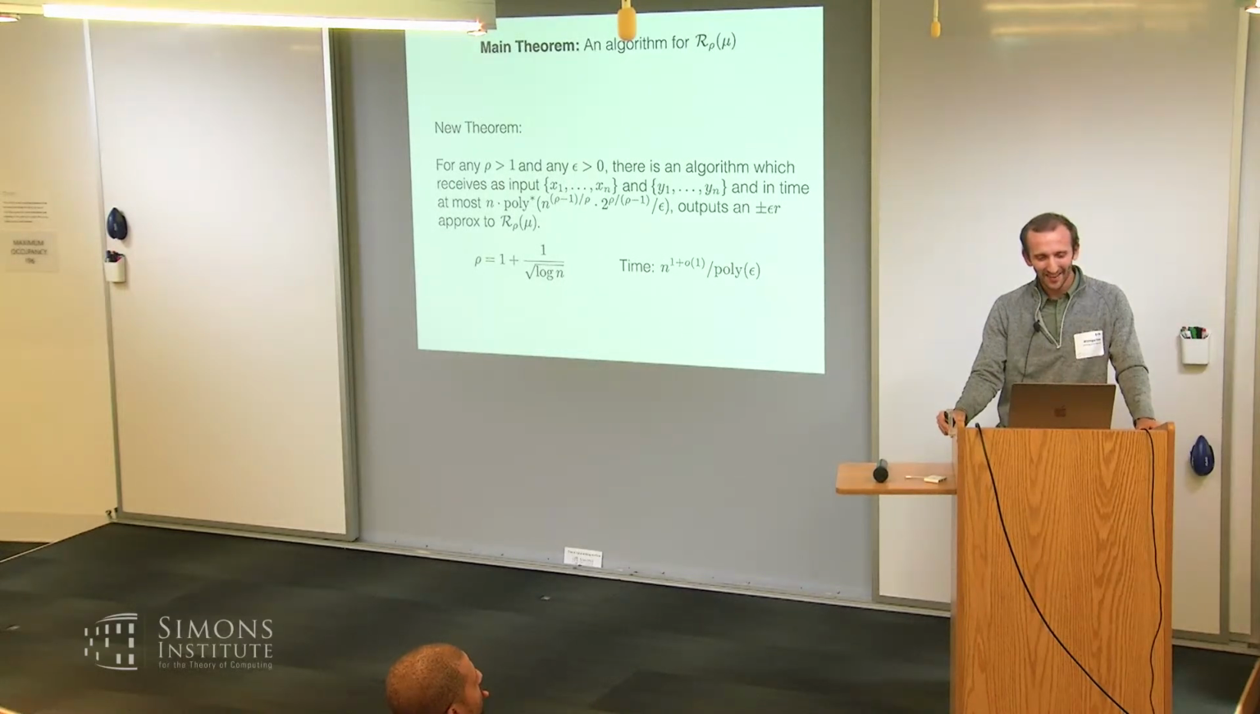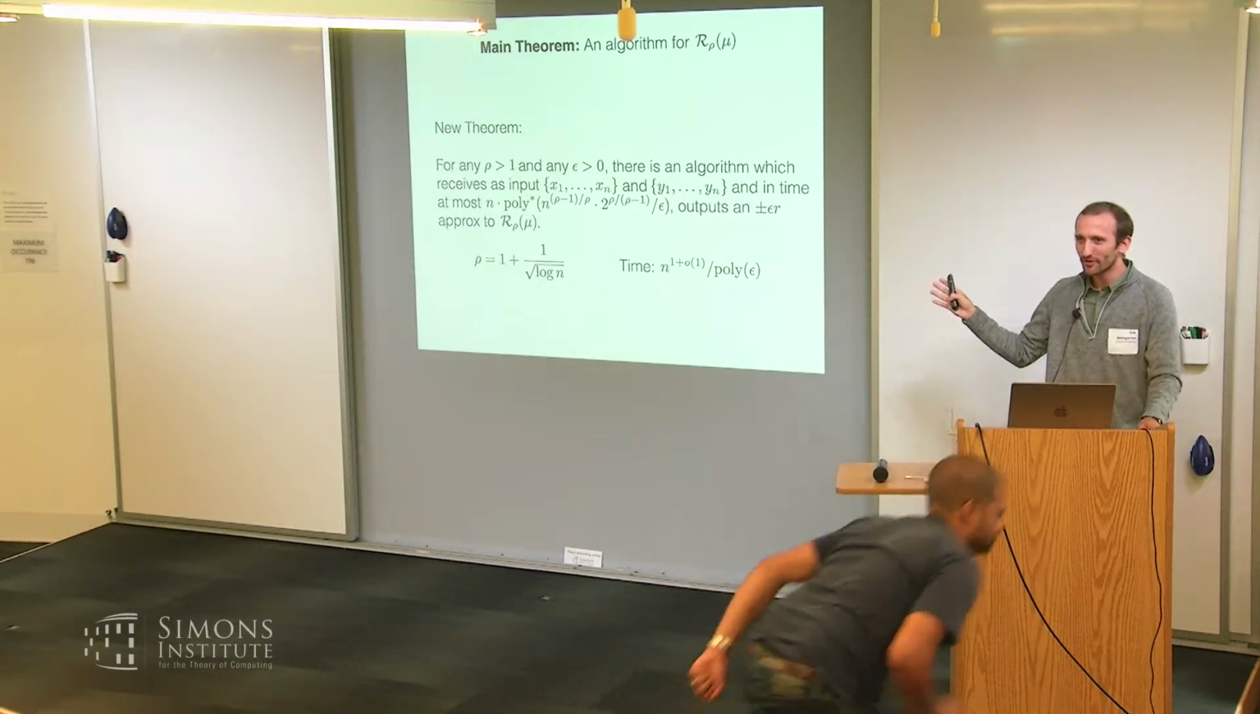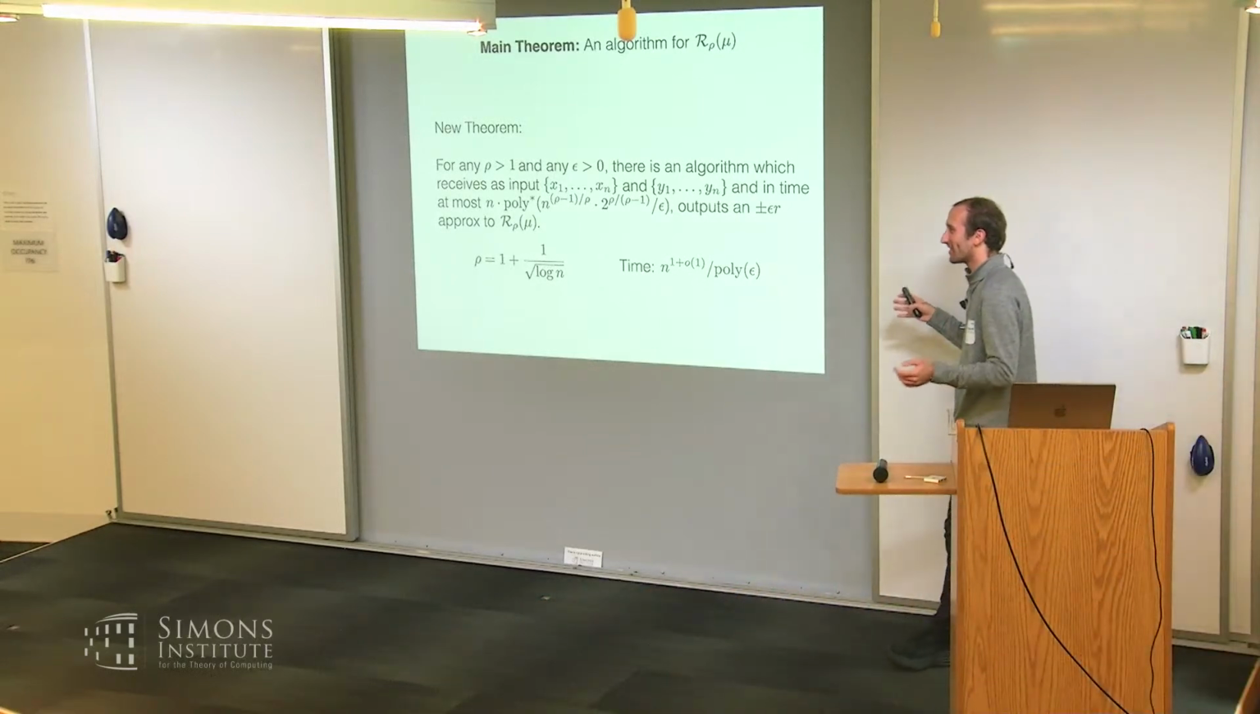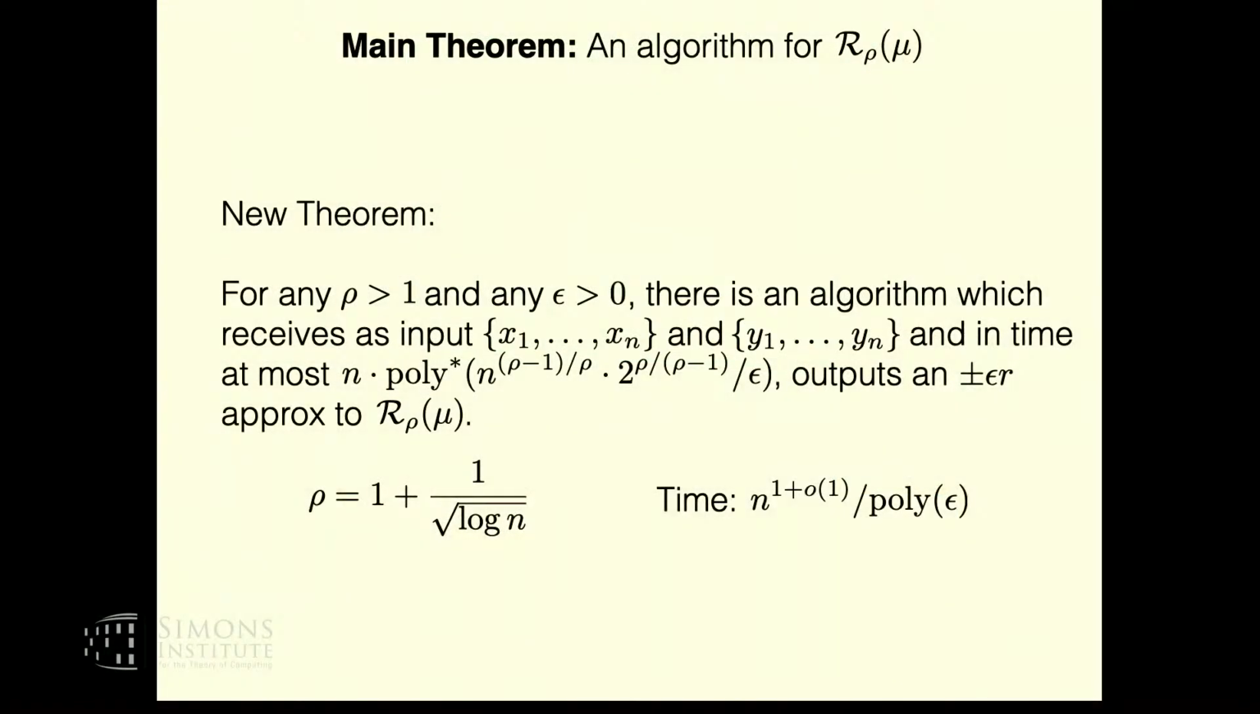But I wanted to just pose one parametrization of rho, which I think highlights the newness. If you think of rho as something like 1 plus 1 over square root log n, now you are getting near linear or almost linear time algorithms, which get additive plus or minus epsilon r approximations to a different problem.